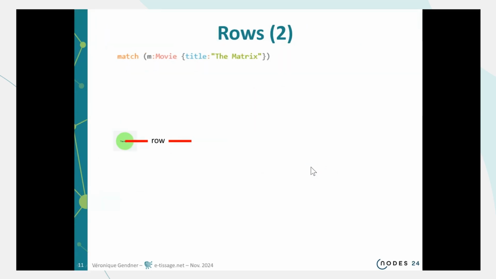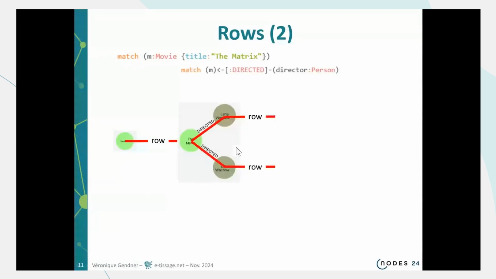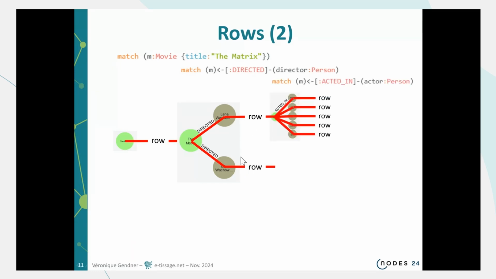Now let's get back to our query to get the list of directors together with the list of actors. If we apply the phases we've just seen, the first match produces 1 row. As we've just seen, the second match produces 2 rows along the directed relationship. Now we could think that the third match will produce 5 rows, 1 for each actor. It does, but match clauses are not independent. We still have the 2 rows from the second match. So the 5 rows of the third match are produced for each row of the second match here.